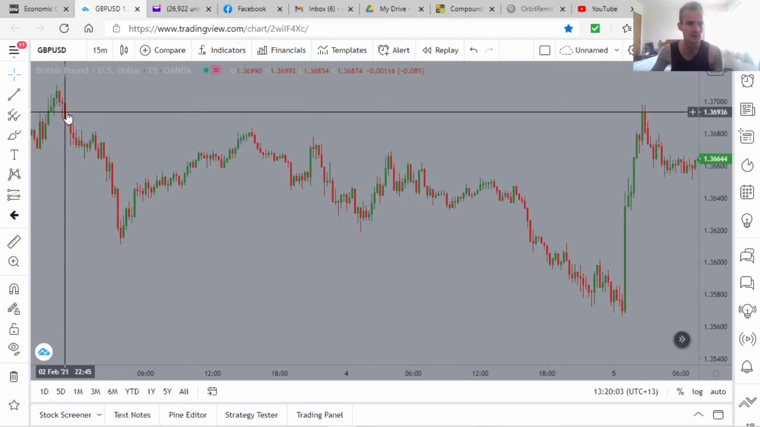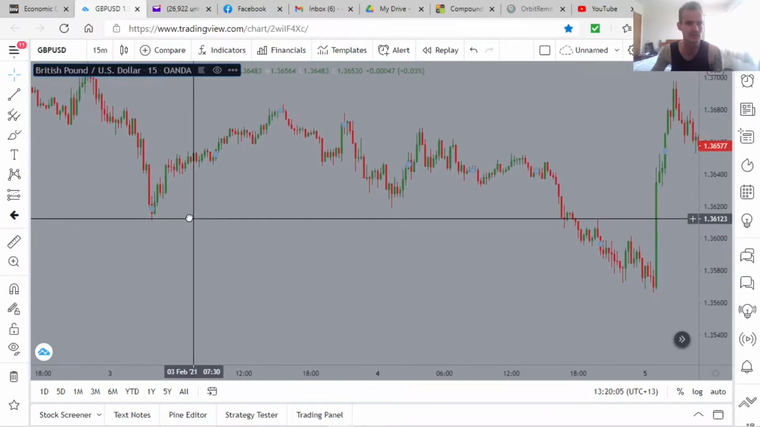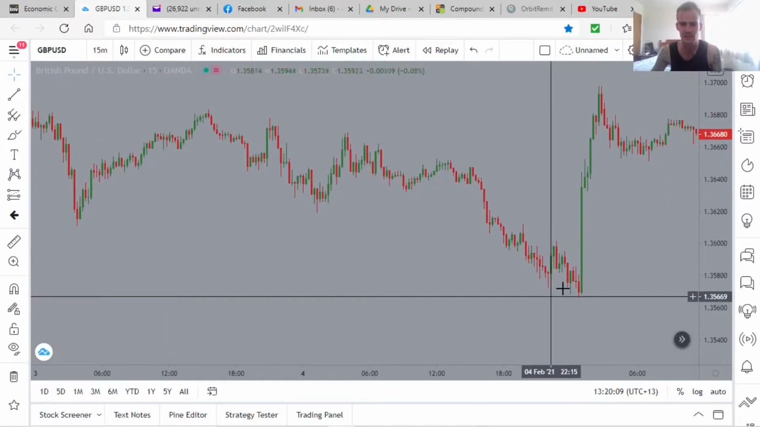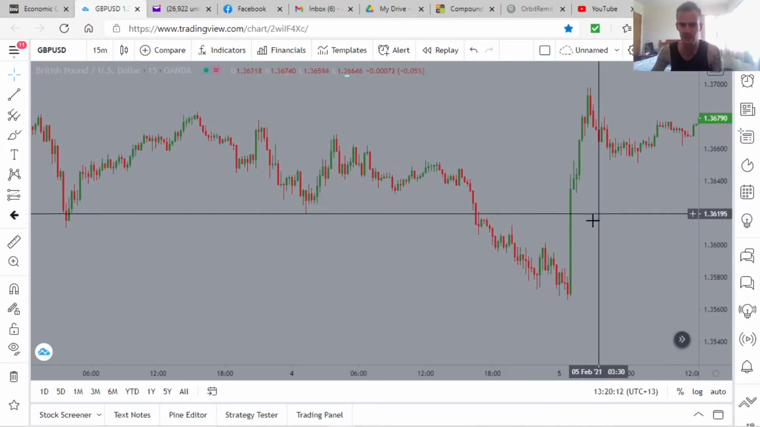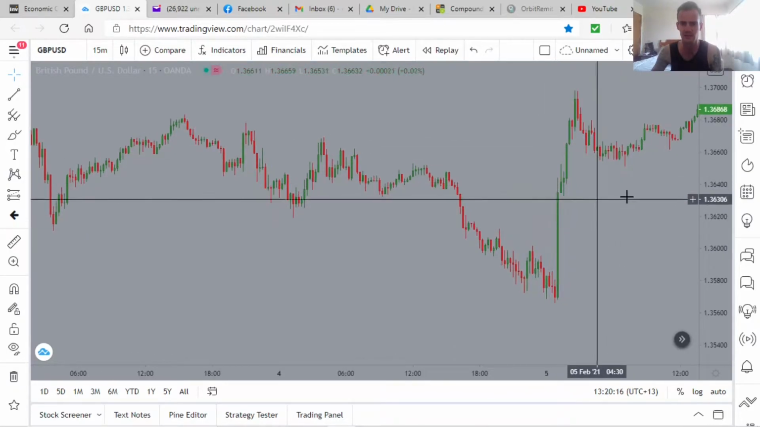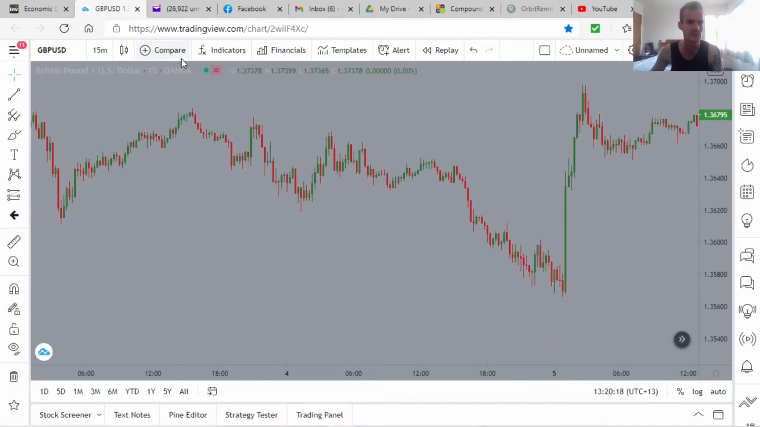If we're just looking at this now, we can see for a couple of days price came all the way from up here down to here. Now this is NFP. I wouldn't have advised trading here, but let's just look at this as an example.